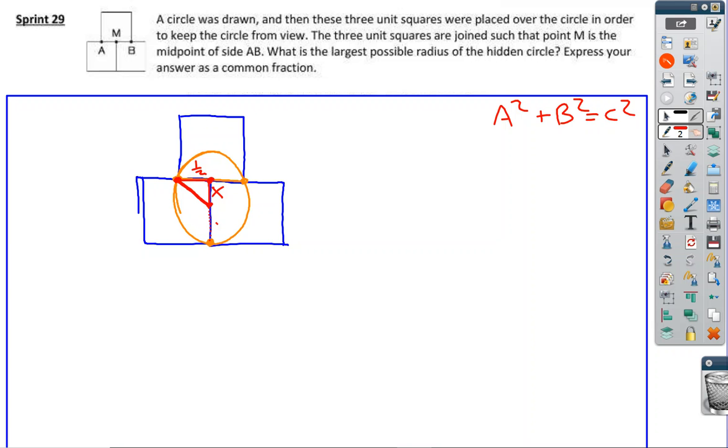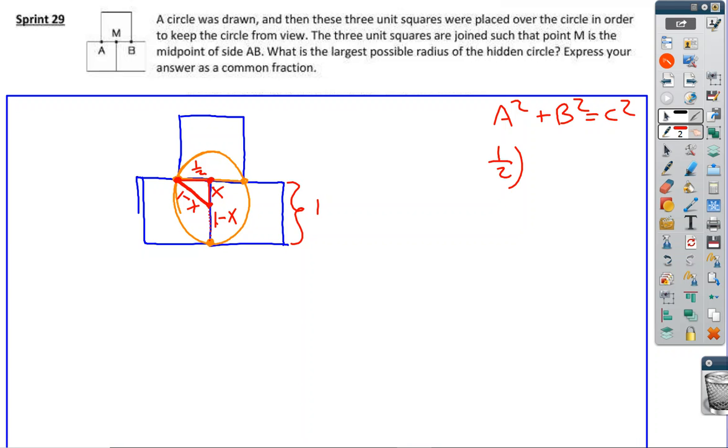So then, this whole distance is 1. So that means this remaining side has to be 1 minus x. Well, that just means that this side length is also 1 minus x. So I can plug that into my Pythagorean theorem. Oh, this is so cool.